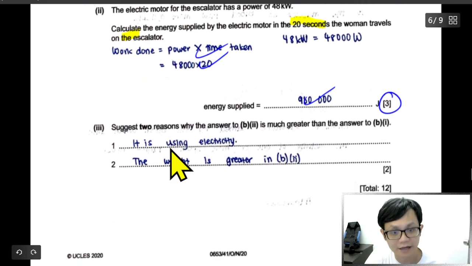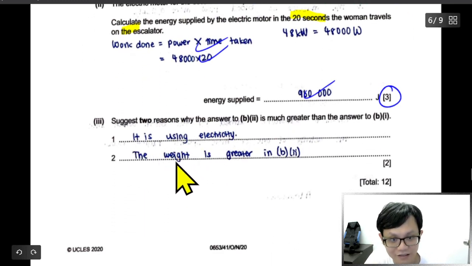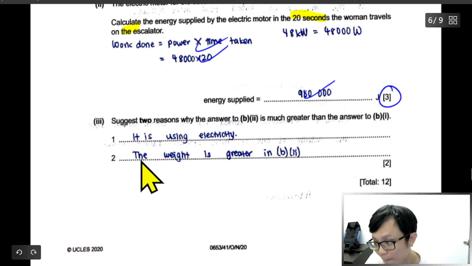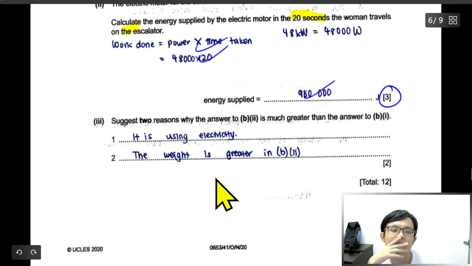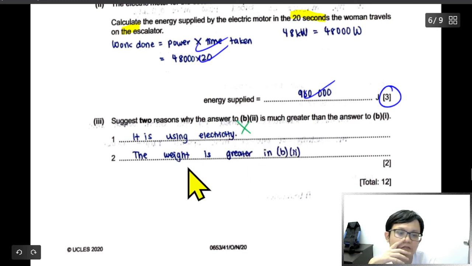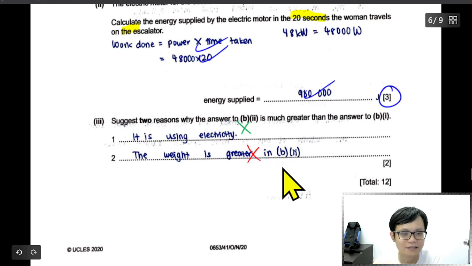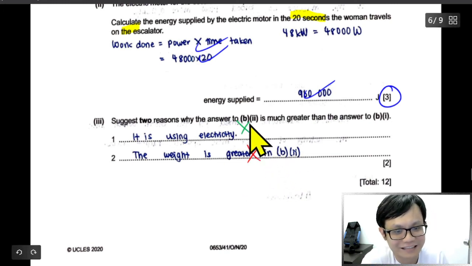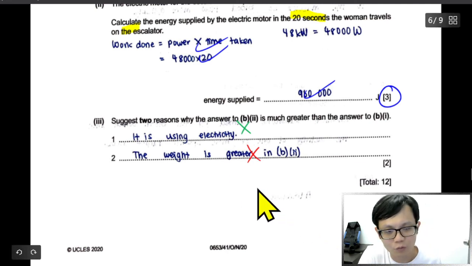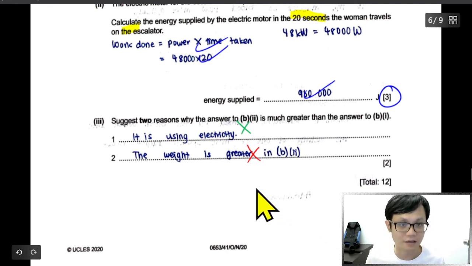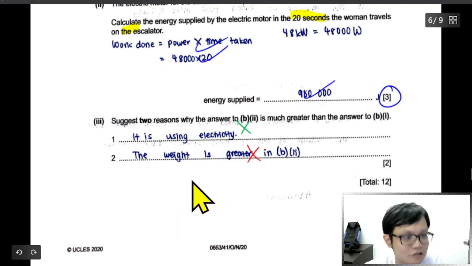So let's see why. He is using electricity, the weight is greater than B2. Yeah, he's using electric, so this answer doesn't make sense. The weight is greater than B2. It doesn't even make sense. Of course it's greater than B2. That is why the question is asking. Okay, why is B2 greater? Because it's greater. Okay, so why does it need greater energy? Of course you need more power.